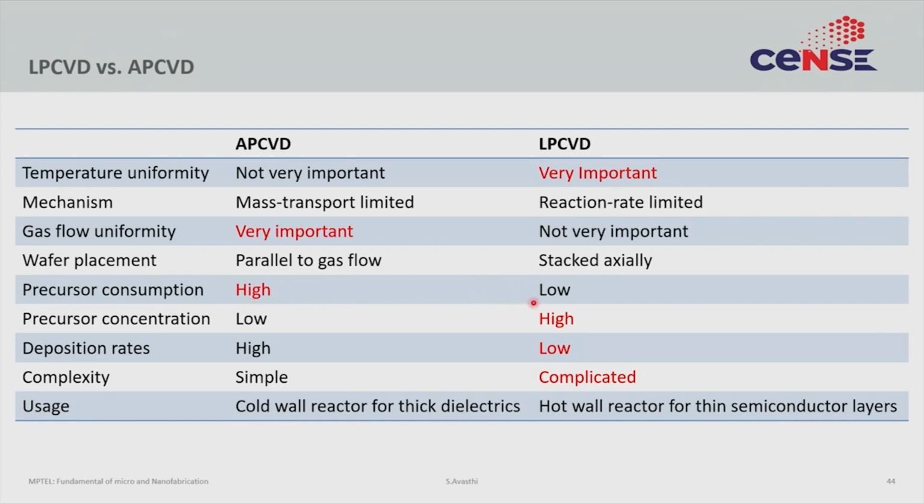Well, in LPCVD they tend to be low because the growth rates are lower. The precursor concentrations in LPCVDs are often higher, and this is partly to compensate for the lower growth rates. People just bump up the partial pressures a little bit. In APCVD they don't need to do that. The deposition rates are higher typically in APCVD, slightly lower in LPCVD.